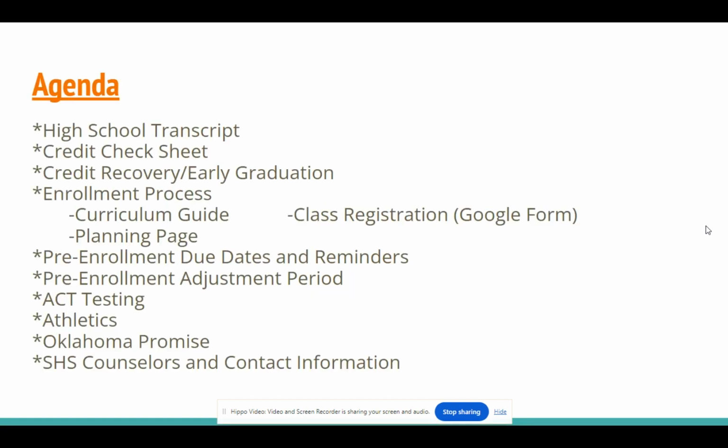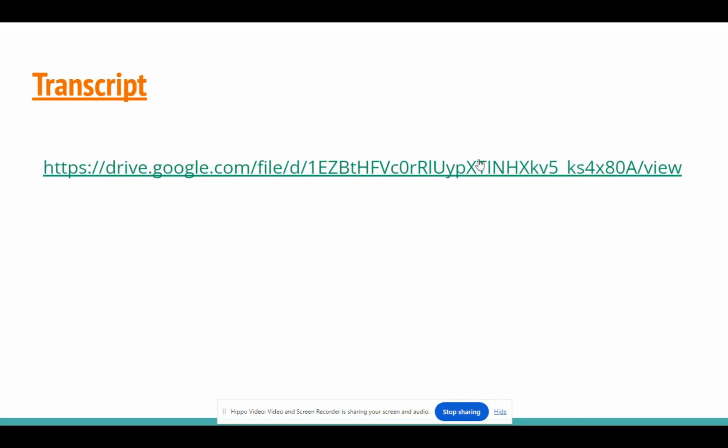We're going to look at the high school transcript, go over that for just a couple of minutes, look at a credit check sheet, talk a little bit about credit recovery, the entire enrollment process, what that looks like, all the due dates and reminders, as well as an adjustment period, touch on ACT testing, athletics, Oklahoma's promise, and then also give you our contact information. So let's get started. Let's first look at the high school transcript.